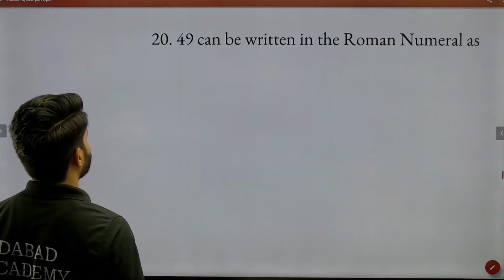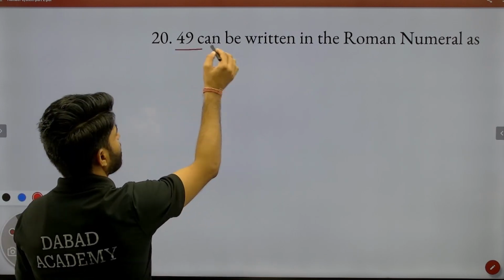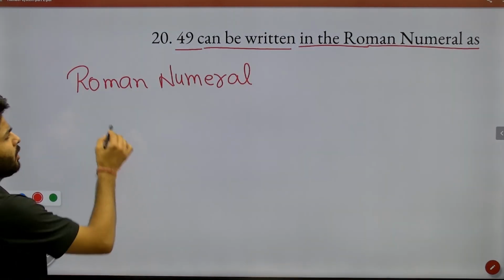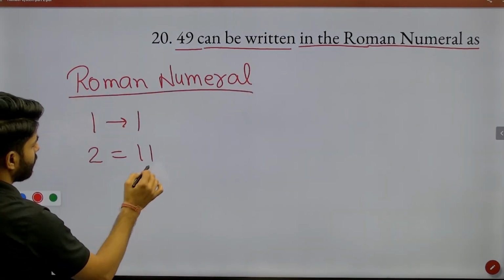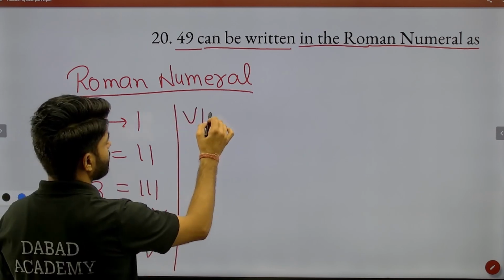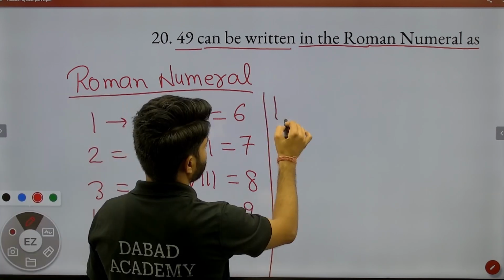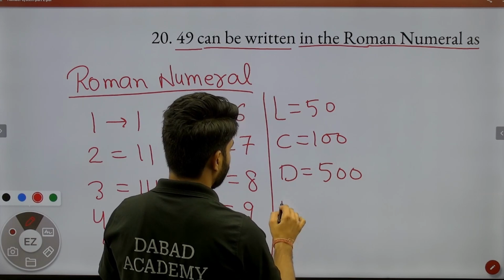In question number 20, we have to write the Roman numerals. 49 can be written in Roman numerals as? In Roman numerals, we write 1 as I, 2 as II, 3 as III, then IV, then 5 as V, then VI, VII, VIII, then IX, X. We write L as 50, C as 100, D as 500 and M as 1000.